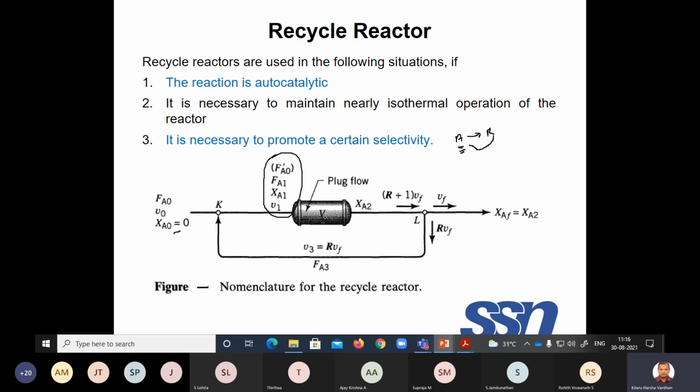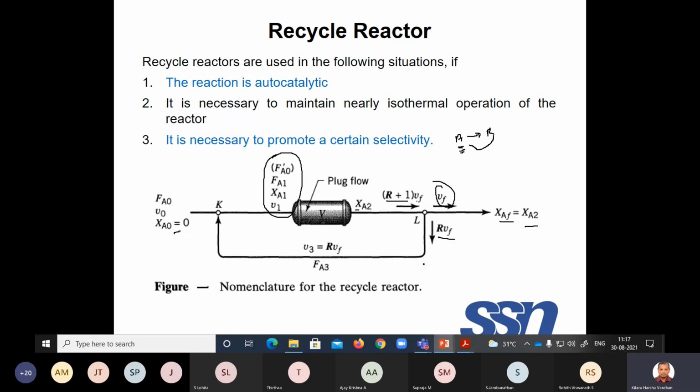Then this is a plug flow reactor. Let what is coming out, the conversion, be XA2. So here VF is going, the volumetric flow rate. This final conversion XAF is nothing but what is there in XA2. Some of the VF is recycled back to the reactor, that is R into VF. So VF plus R into VF is nothing but the outlet of this. Therefore, (R plus 1) into VF will be the outlet from the reactor, which is having a conversion of XA2.